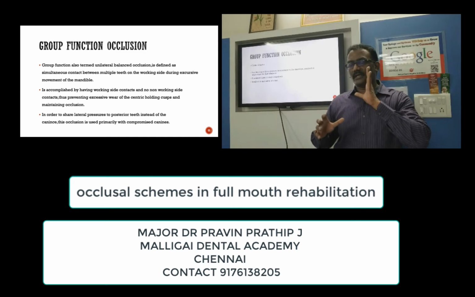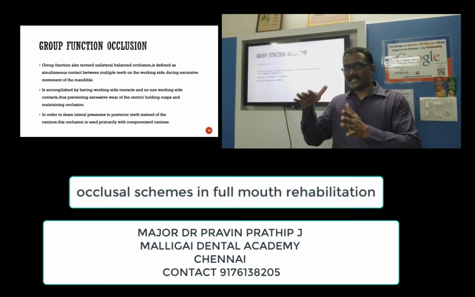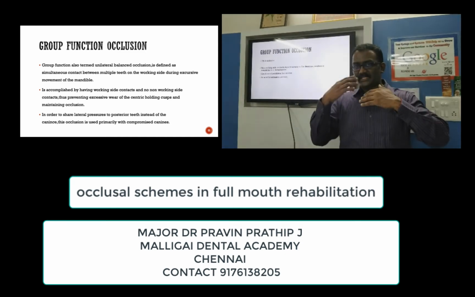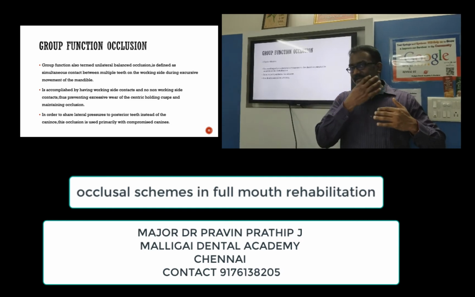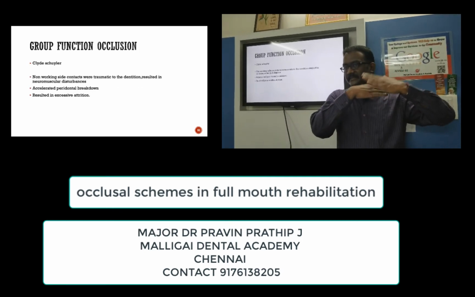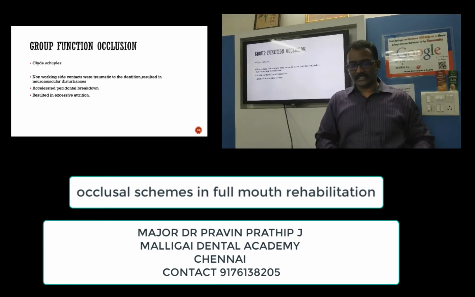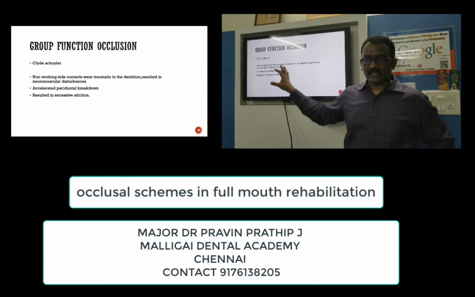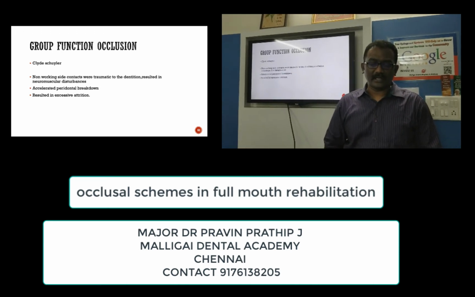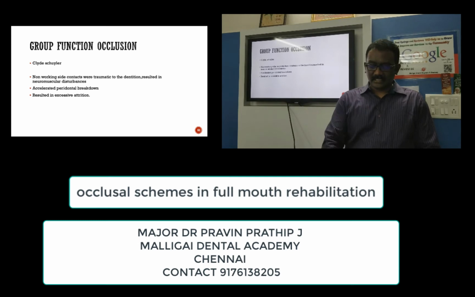So the non-working contact, suppose I am moving the jaw to the right side, if my canine has wear and tear, if it is having contact on this side, there will be a lot of neuromuscular disturbances. So it causes accelerated periodontal breakdown and it results in excessive attrition.